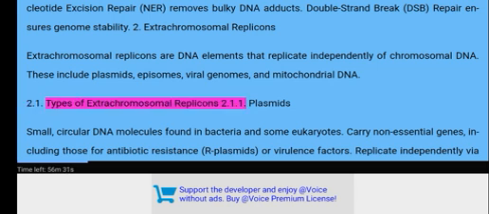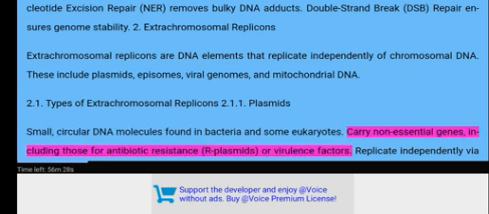2.1. Types of extrachromosomal replicons. 2.1.1. Plasmids. Small, circular DNA molecules found in bacteria and some eukaryotes. They carry non-essential genes, including those for antibiotic resistance, metabolic pathways, or virulence factors.